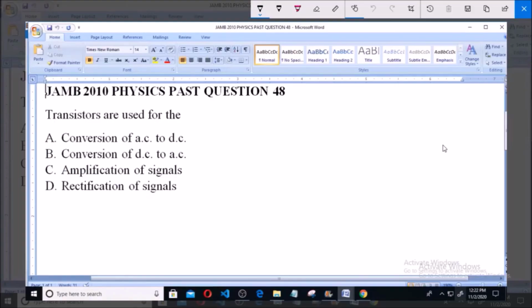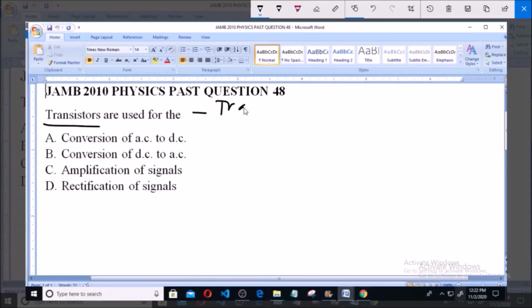Hello and welcome. I will be answering Jamb 2010 Physics Past Question 48. Transistors are used for the A. Conversion of AC to DC, B. Conversion of DC to AC, C. Amplification of signals, D. Rectification of signals. Now we are asked for the function of transistors.